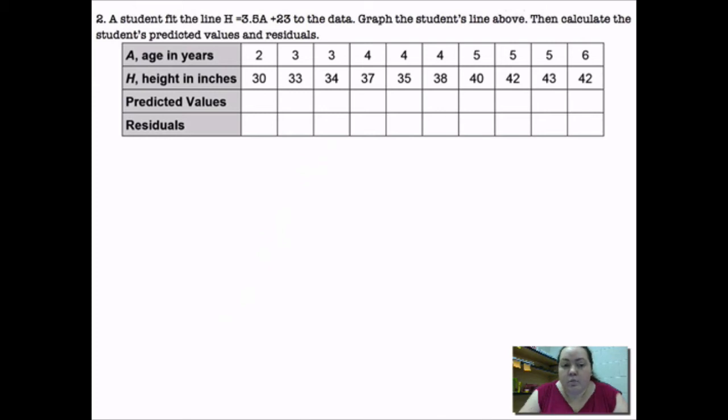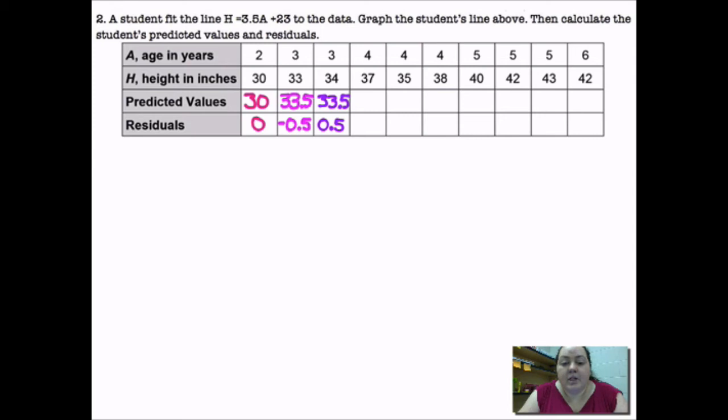So when I plug in 2, 3.5 times 2 plus 23 gives me 30. Now to get the residual, I take the actual height, which was 30, and I subtract the predicted height, which was also 30, so I get a residual of 0. Now I'm going to plug 3 in for age. 3.5 times 3 plus 23 gives me 33.5. So when I do my actual height, 33, minus my predicted height, 33.5, I get a residual of negative 0.5. Again, my age is 3, so my predicted value is 33.5. 34 minus 33.5 gives me a residual of 0.5.